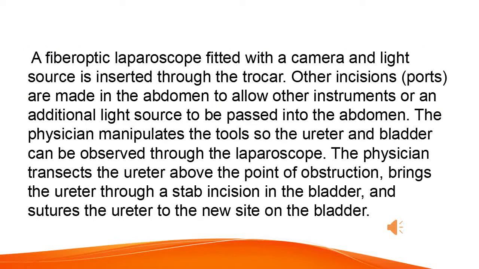A fiber optic laparoscope fitted with a camera and light source is inserted through the trocar. Other incisions, ports, are made in the abdomen to allow other instruments or an additional light source to be passed into the abdomen. The physician manipulates the tools so the ureter and bladder can be observed through the laparoscope. The physician transects the ureter above the point of obstruction, brings the ureter through a stab incision in the bladder, and sutures the ureter to the new site on the bladder.